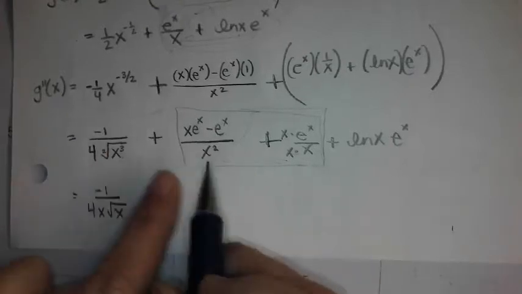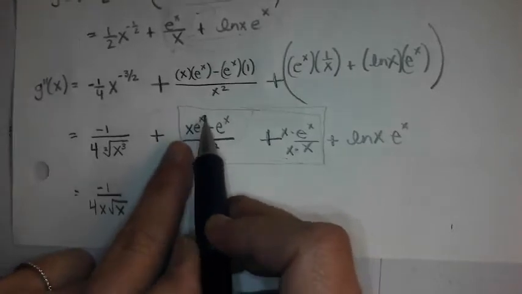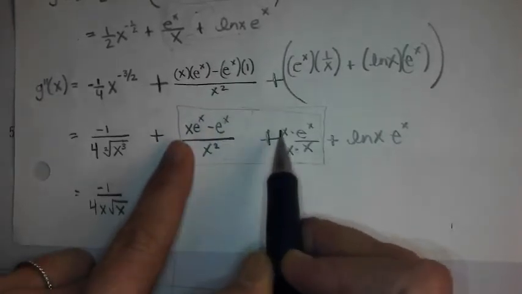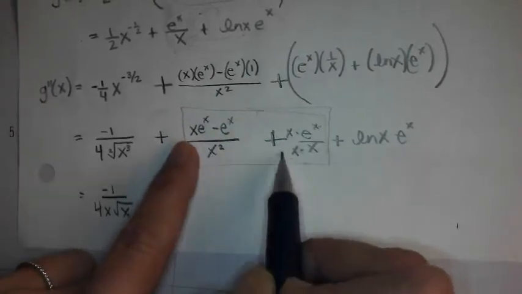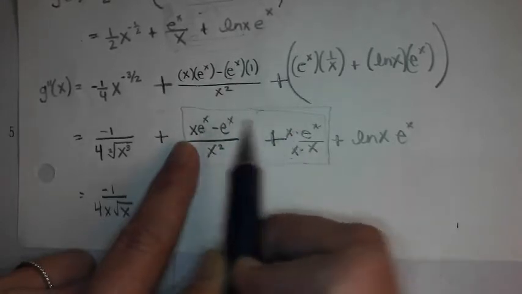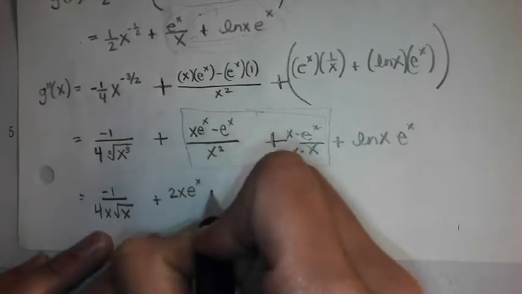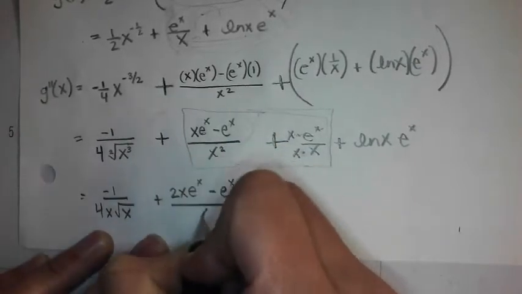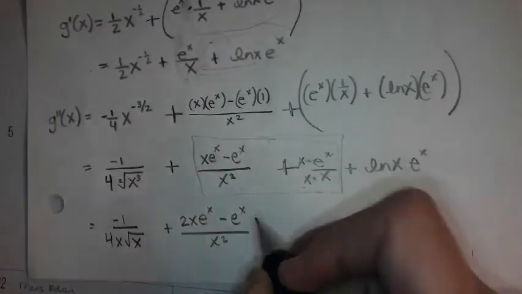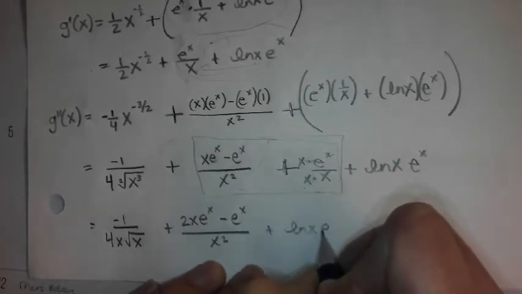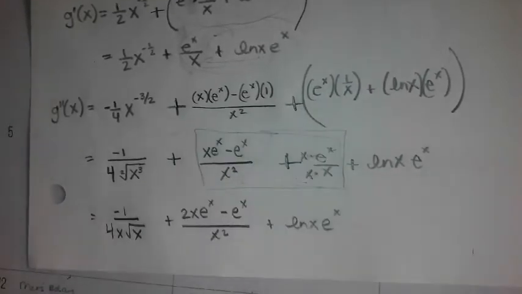So for these two being added, it would be an x e to the x minus an e to the x plus another x e to the x all over x squared. So overall, we'll have 2 of these, 2x e to the x's minus e to the x over x squared. And I'm going to guess that they would stop there. We're going to stop there.